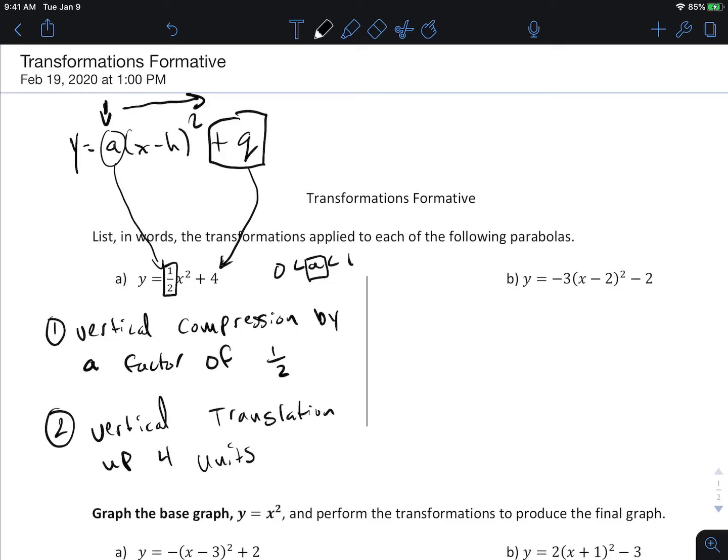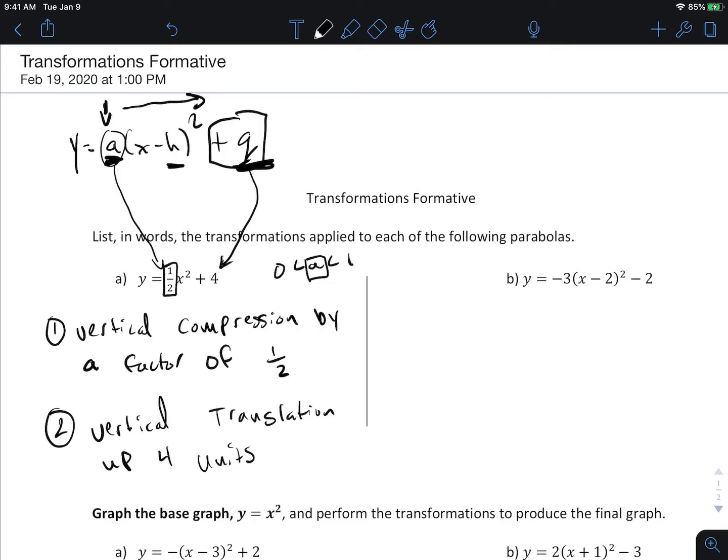Do we have any like that out of control for anybody? Okay, it's just about identifying A as being vertical stretch or compression, H as being horizontal because it starts with H, left and right, and then Q is vertical stuff, right? So up and down. And then there's only one other piece, which we'll see here, okay, in this question.